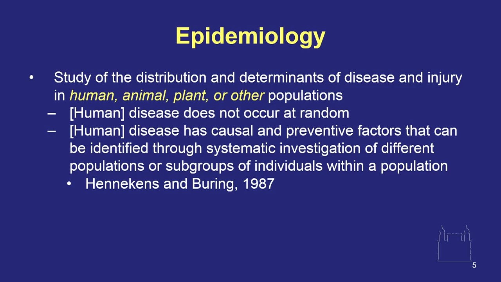The other part of it. So you've got distribution and then you have determinants. Determinants is the more analytical part of it, and we often call that analytic epidemiology. So we want to go beyond describing, and we actually want to explain things. And this is getting to some of the issues that Laura Lee was talking about.